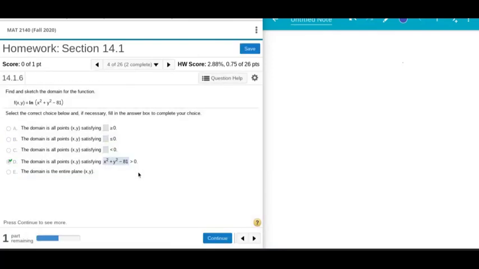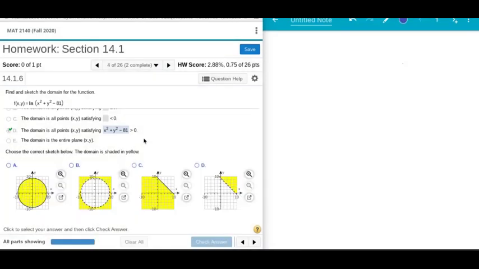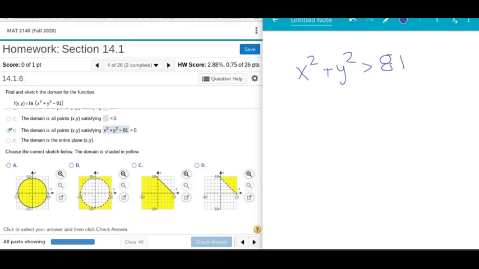Okay, and then now it also says to sketch this domain. So let's see what we have to do for that. Let's just write that here. We have x squared plus y squared, and then I'm going to go ahead and say that's greater than 81 if I just add 81 to both sides. And so this is a circle with radius 9 because 81 is 9 squared. But it's values for x and y that are greater than that circle. And so it's got to be either A or B in our answer choices here.